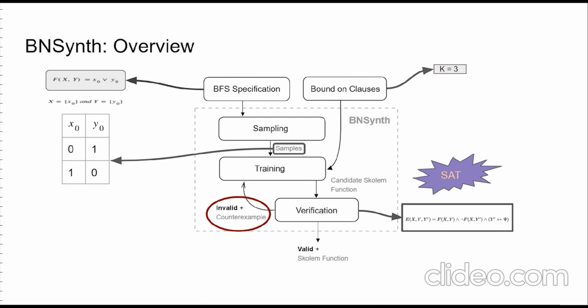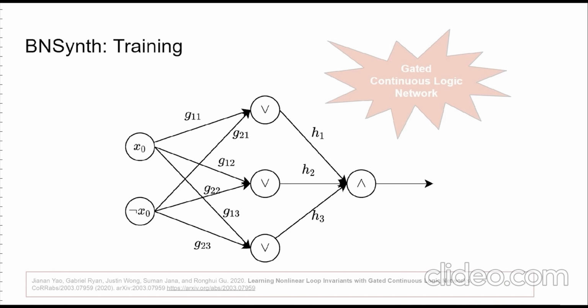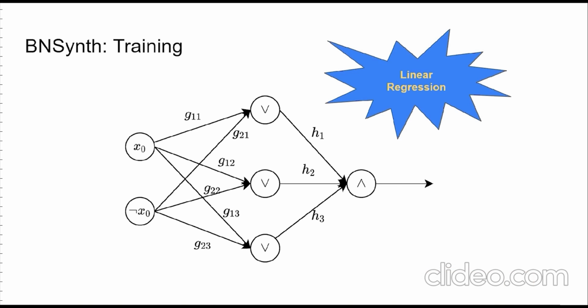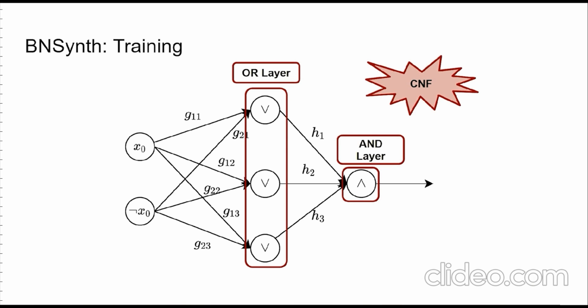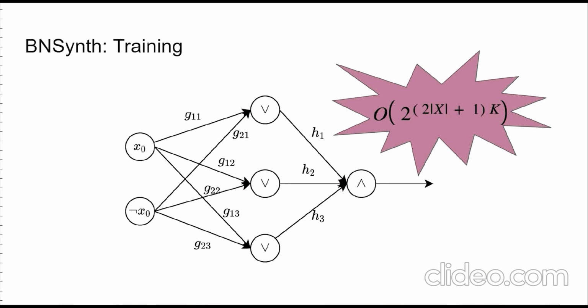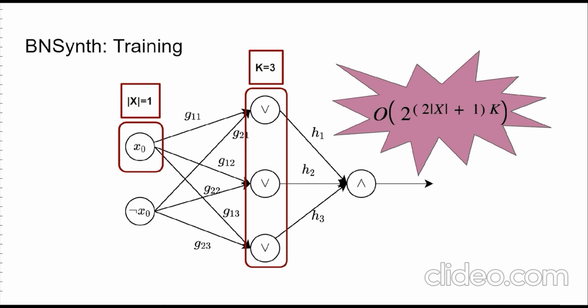In principle, our approach is guaranteed to terminate based on certain heuristics that we consider. In the training phase, we use a neural architecture called Gated Continuous Logic Network, or GCLN, to perform linear regression on the training data. GCLN helps us to succinctly represent all combinations of Boolean formulae under a given bound on the size of the hidden layer, K. The formula can be in CNF or DNF format, but for our discussion, we'll be focusing on CNF. For a given bound K and the number of inputs |x|, the total number of CNF formulae that one can get is upper bounded by 2 to the power (2|x| + 1) times K. For example, the architecture shown here having K equals 3 and |x| equals 1 can compactly represent 2 to the power 9 possible combinations of formulae.